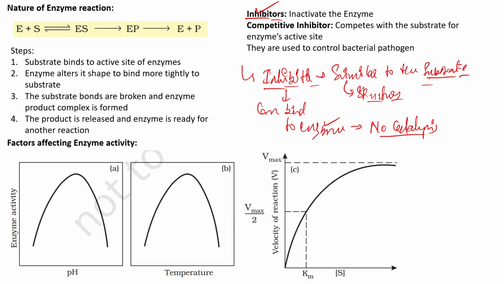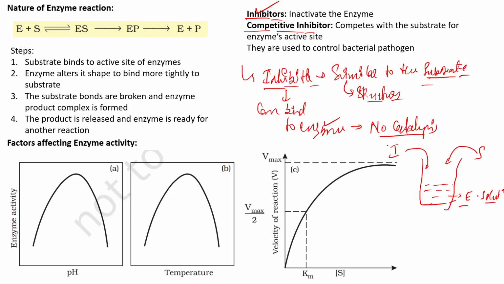Now we have one special kind of mechanism through which we can inhibit the enzyme activity. It is called the competitive inhibitors or competitive inhibition mechanism. In an enzymatic reaction, this is the enzyme solution. I will add both the substrate and also the inhibitor.